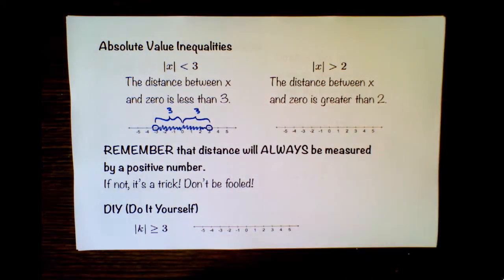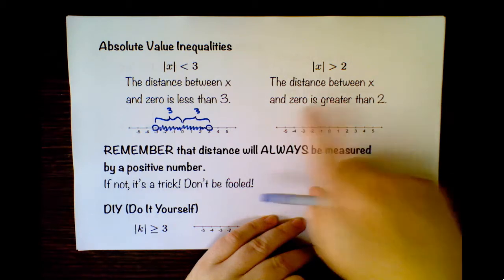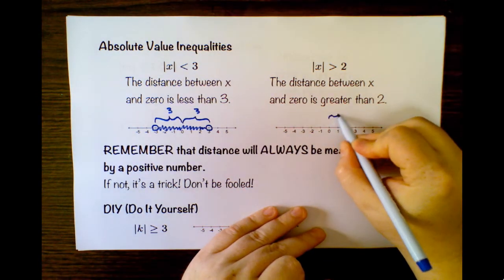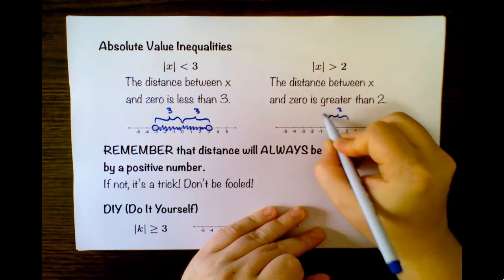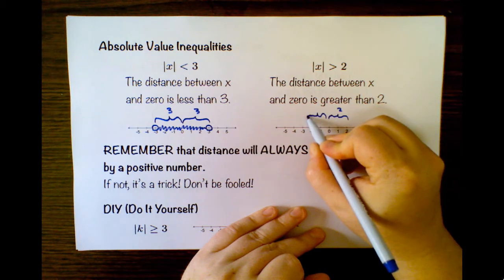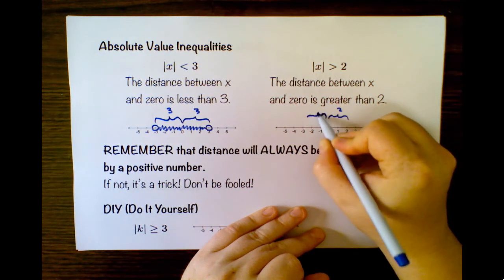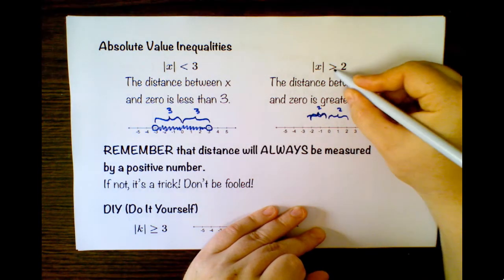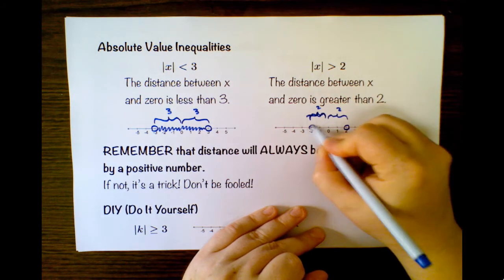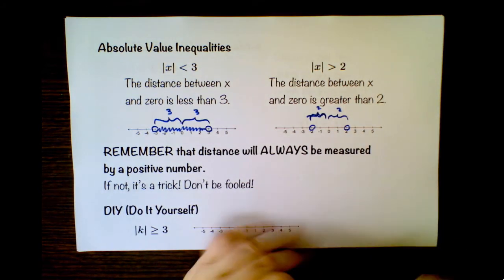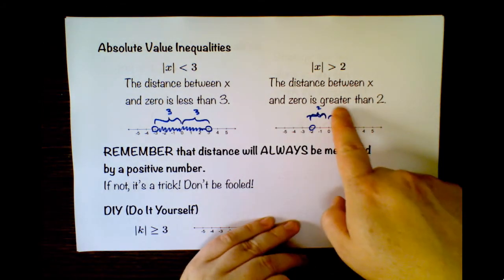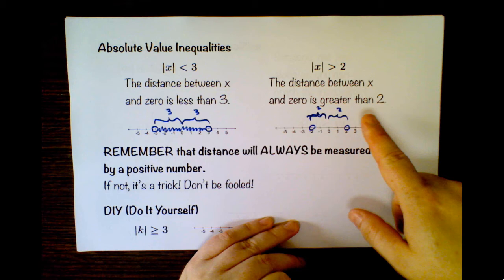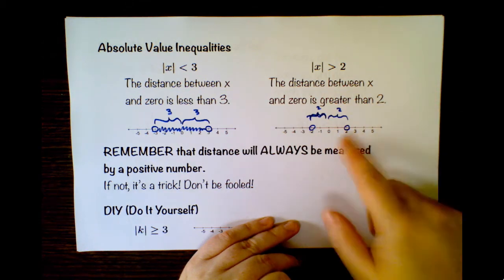Okay, over here we have the absolute value of x being greater than 2. So we can say that the distance between x and 0 has to be greater than 2. So 2. Oh no, I ran out of room. I can't draw. 2. Okay, strictly greater than, so I put open circles. The distance is greater. So that means the distance is further away. So I need numbers that are further away than this.